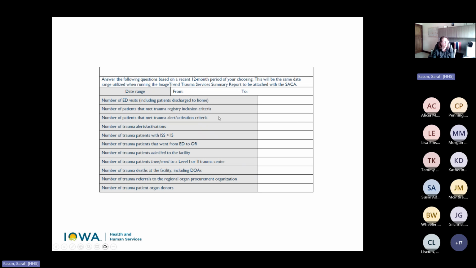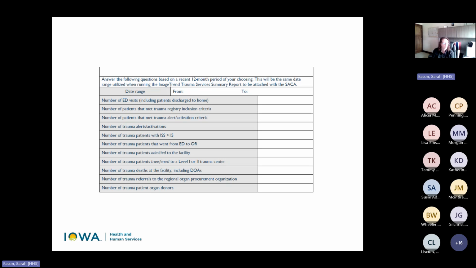The patients that met trauma registry inclusion. I'm going to skip over this one and this one. Okay, and let's cover these really easy ones. Number of patients that went to the OR from the ED, really self-explanatory. That's in the sub-reports as well. Admitted to your facility. Admitted for the purposes of this means even beyond the emergency department. So if they stayed in the ER physically but were admitted to OBS for 23 hours observation, that's an admitted patient when we're talking about filling out numbers on the SACA. And that's also included in your sub-report on your trauma services summary report.